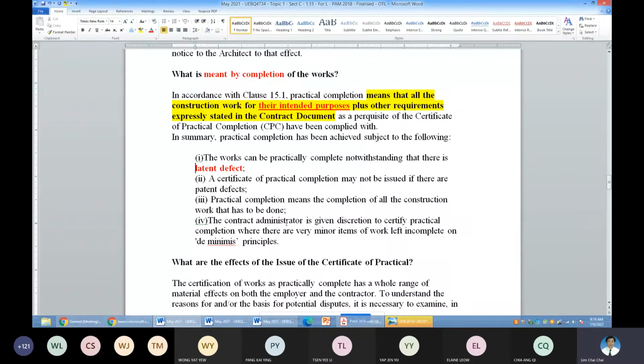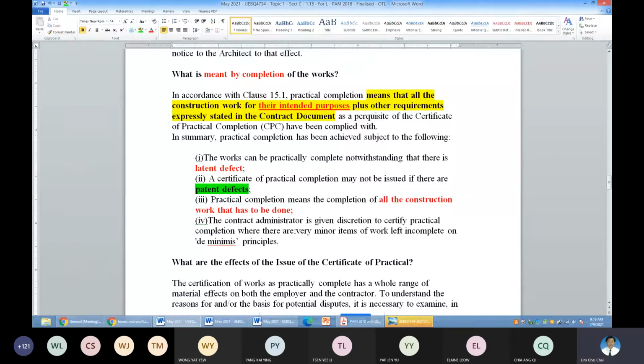The other one is patent defects. Guarantee you will never get your certificate of practical completion. Patent defects mean some major defects. Once a patent defect has been identified, you will never get your certificate of practical completion. You must tidy up your patent defects, then there will be a next checking. After that, the certificate can be issued. As usual, all construction work needs to be done. These are the requirements for the contractor to achieve practical completion.